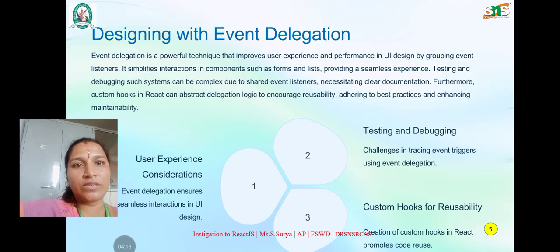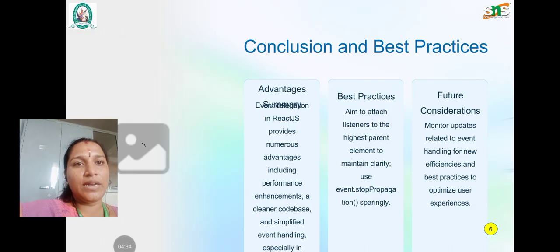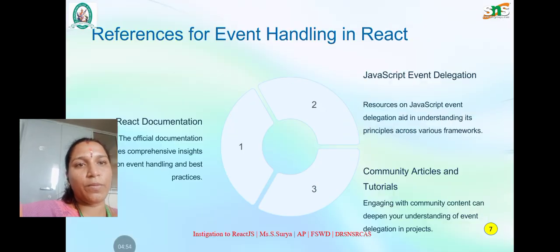And finally, designing with event delegation: user experience consideration, testing and debugging, and custom hooks for reusability. Custom hooks in React promote code reuse. Testing and debugging can be challenging when tracing event triggers using event delegation. User experience comes under UI design. And the conclusion is a summary of the advantages: ReactJS provides numerous advantages in performance enhancement and event handling. Best practice: attach listeners to the parent and maintain clarity. Use event.stopPropagation carefully. In future, monitor updates related to event handlers for new efficiency and best practices for optimization.